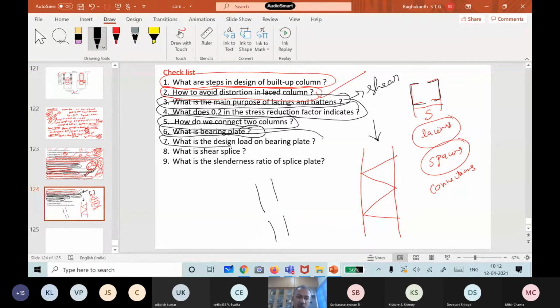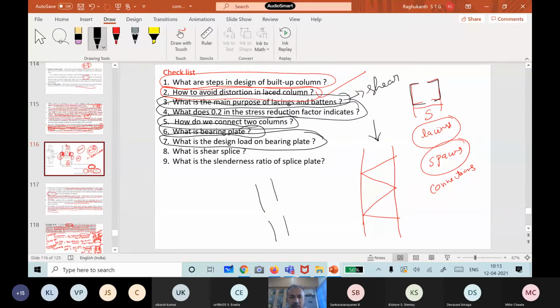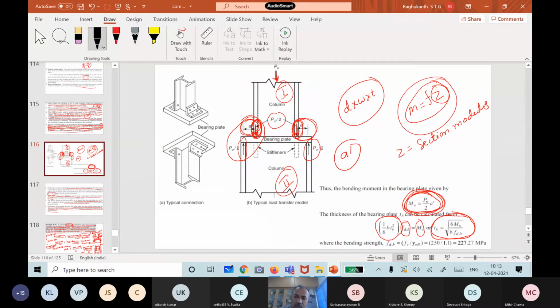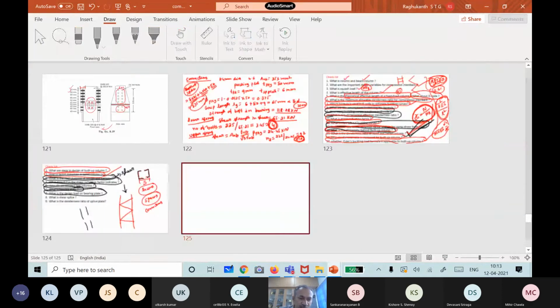Now bearing plates are designed for what loads? How did we design the bearing plate in the last class? What was the load on the bearing plate? Flexural stresses. But how did we get them? Since the bearing plate has two thicknesses, this A we take, that is the difference between the sizes of these two columns. For this we design the bearing plate. So this you should remember, the design itself.